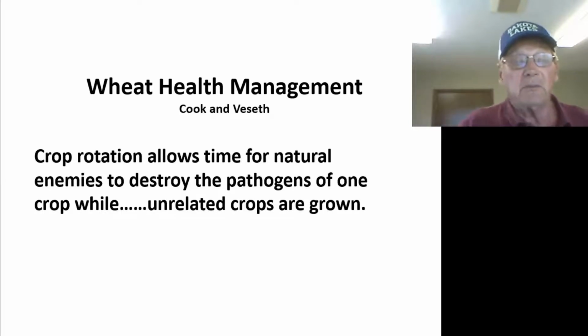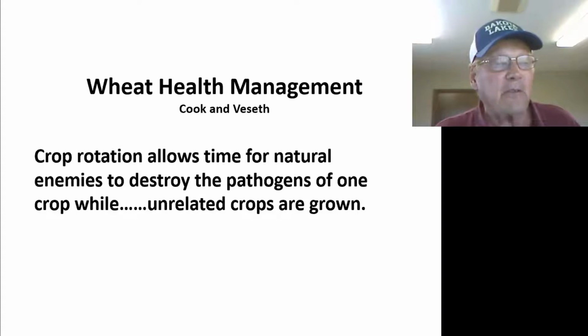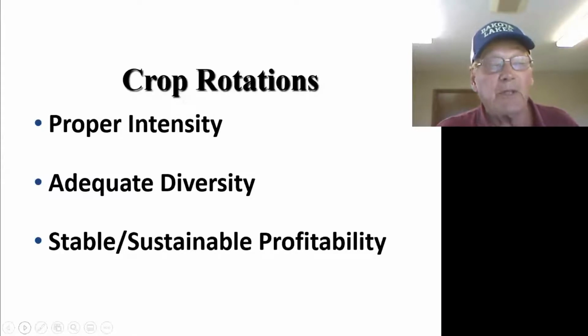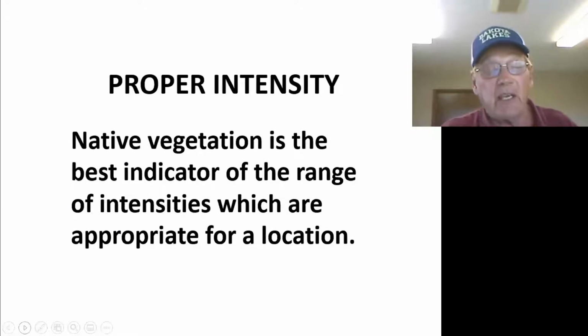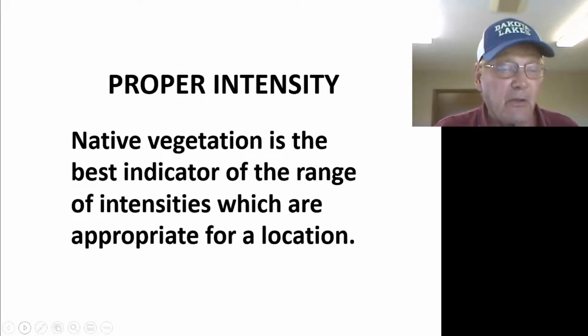And Jim Cook and Roger Veseth in their Weed Health Management book talked about crop rotation, allowing time for natural enemies to destroy the pathogens. What we're doing is trying to use these natural cycles. Proper intensity, adequate diversity. So the intensity, getting the water use right, and then getting enough diversity to keep the problems away. Native vegetation is the best indicator of the range of intensities which are appropriate. And if you look at places where the tall grass prairie grew, we should have something growing at all times.